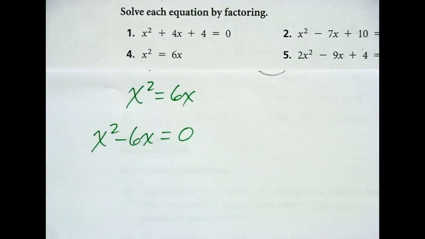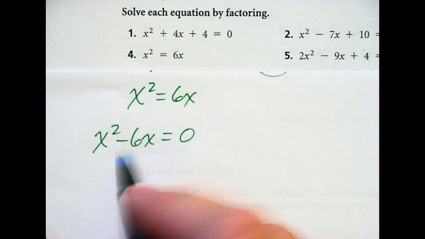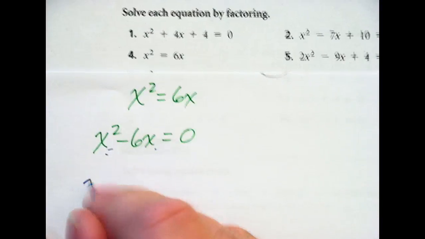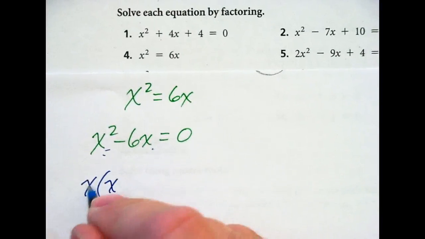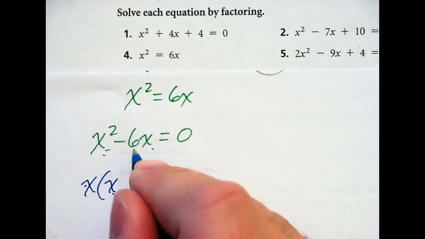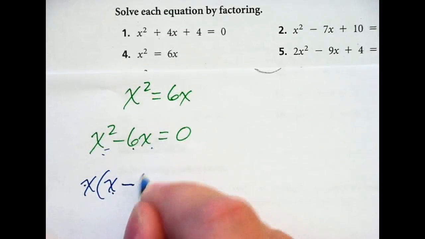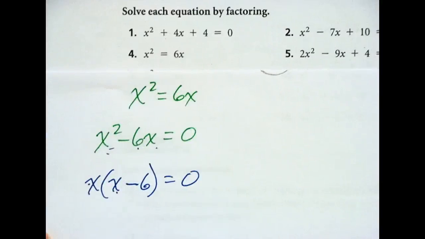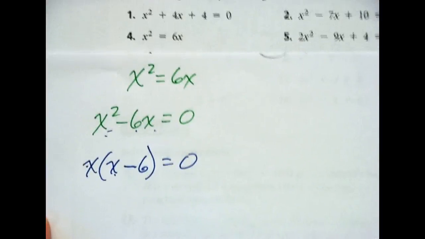Yes, Owen? You do a times c? No. Yes? Look for a greatest common factor. Standard form, and then look for a greatest common factor. Okay? What is the greatest common factor? X. You can take an x out of both those. X times what is x squared? It's x. X times what's negative 6x? Negative 6. You have now factored it. That's why it's so easy without b.